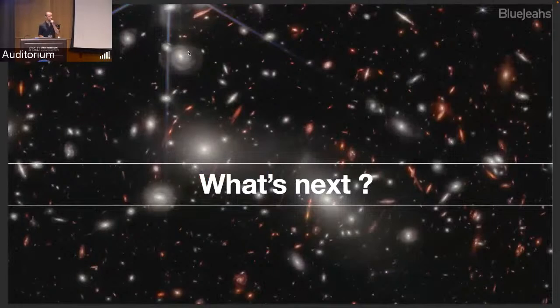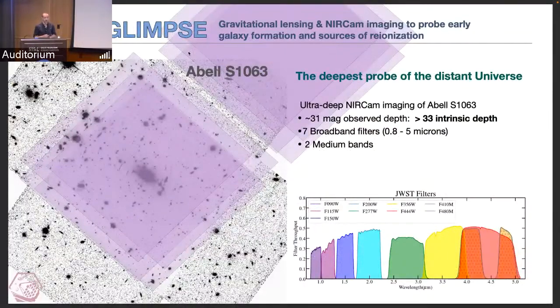Now, looking ahead, on the imaging side, as I showed, we are still missing the faint population, the dominant population of galaxies. And I don't like that. That's why we have in Cycle 2 a large program called GLIMPSE, ultra-deep NIRCam imaging of another Frontier Fields cluster, Abell S1063, to push even deeper to 31 magnitude in imaging, which with the strong lensing translates into above 33 intrinsic depth in imaging. So these are the deepest observations ever obtained on the sky.